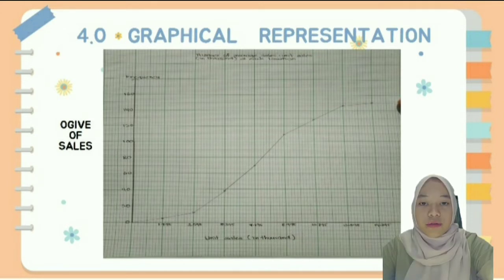I will present about 4.0, graphical representation. Number 1, ogive of sales. In the figure, the ogive represents upper class boundaries along the x-axis and cumulative frequency along the y-axis. At the upper class boundary 1.795 shows the least cumulative frequency, which is 5, while at the upper class boundary 14.395 shows the highest cumulative frequency, which was 150.